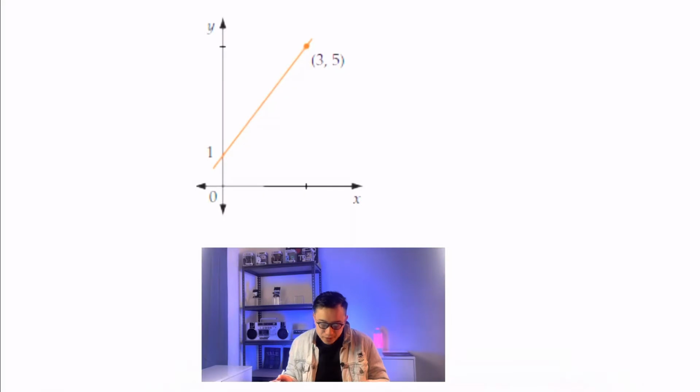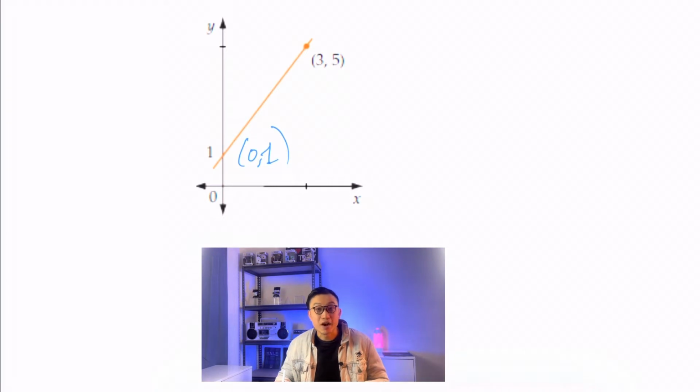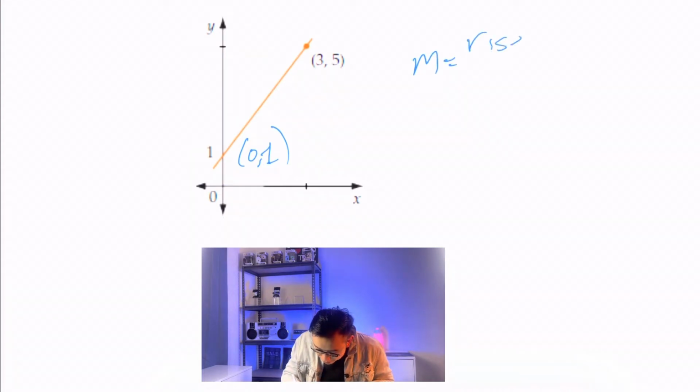So how do you find a gradient for when a sketch is actually provided in the question? So we can see from this sketch that the y-intercept is actually provided. And to find gradients, you can only use points that are 100% valid to the sketch. So we know that the gradient, which the symbol is actually m, is actually rise over run.